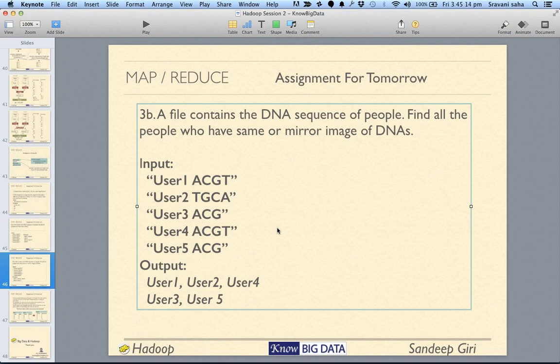How will you create the key for the map? And while you are at it, just write in your plain language that the map will produce this as the key and that as the value. That's all I'm looking for. As well, you have to tell me in the reduce, these are the things we are going to do, in your plain language. You can write SQL also.